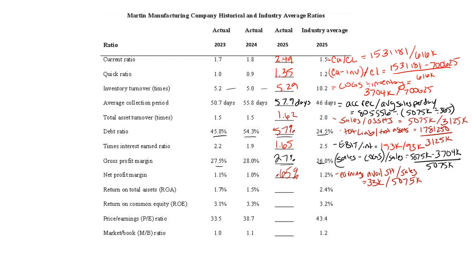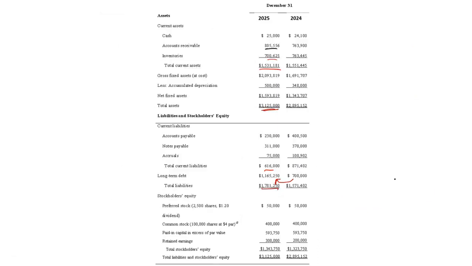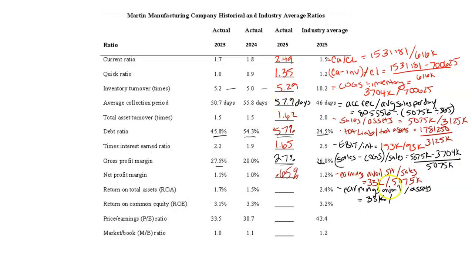Return on assets is equal to earnings available to common shareholders divided by assets. So we already know our earnings available to common shareholders is $33,000. We just looked at that in the last one. And now we can look at total assets, which is $3.125 million, so $3,125,000. And so I got 1.1%.